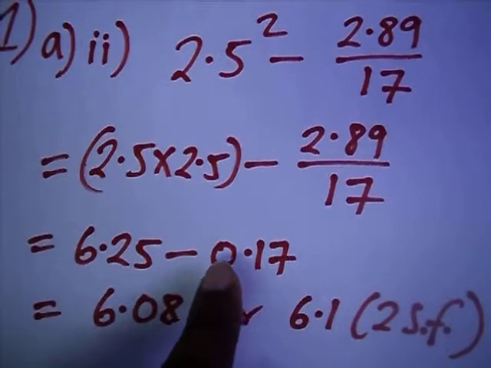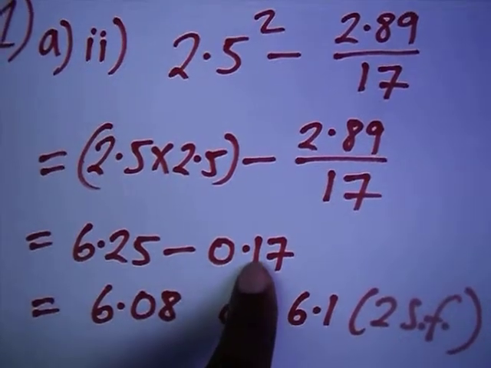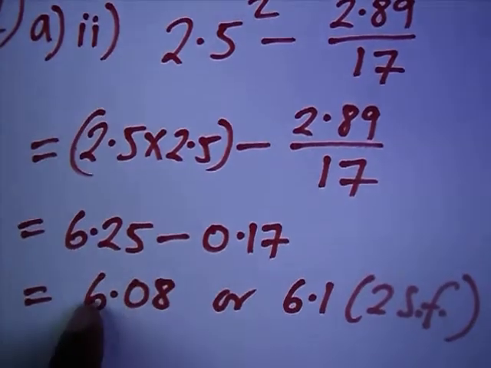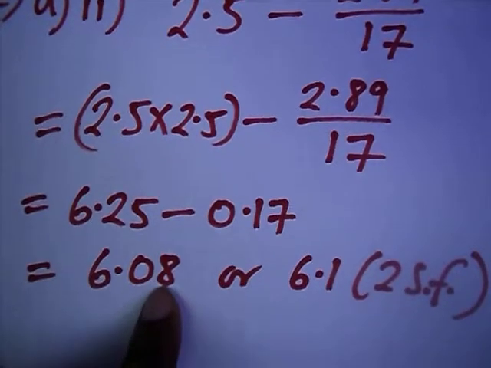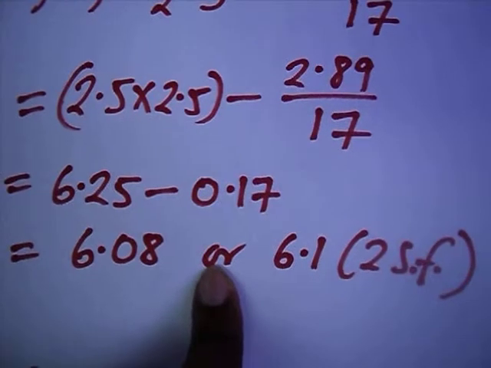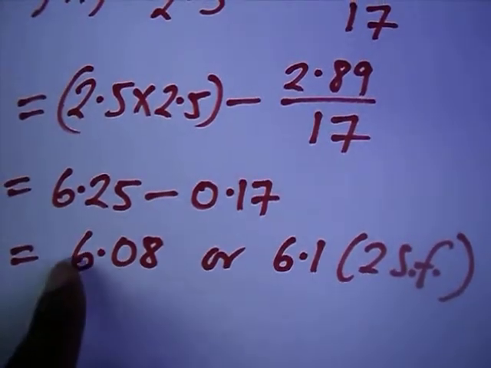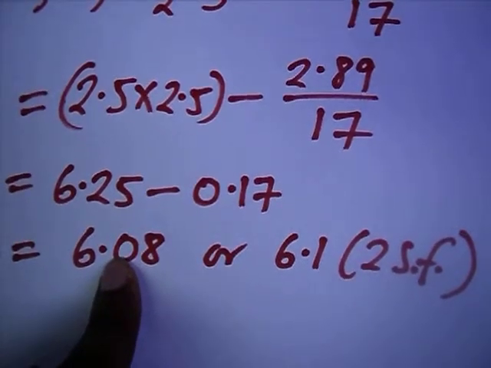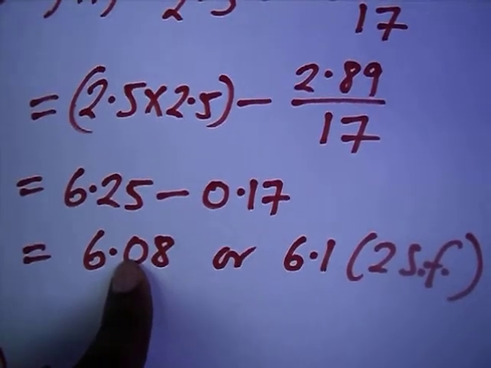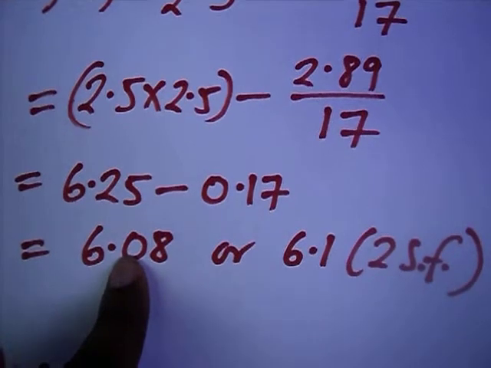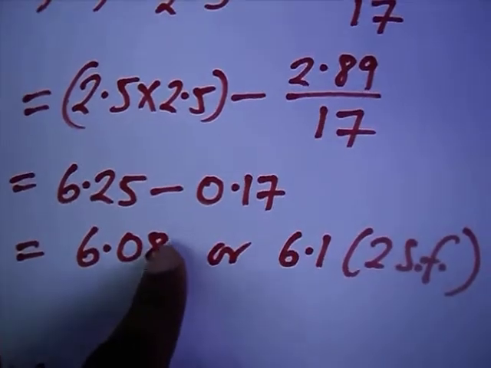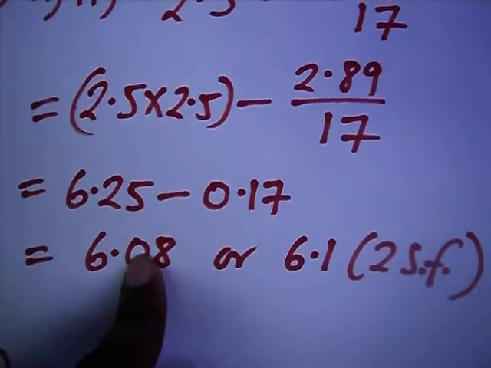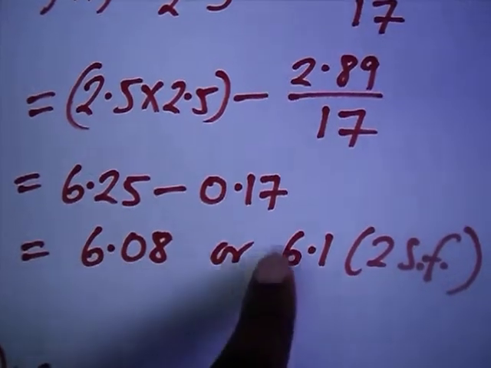Okay. Take away 0.17 from 6.25, you should get 6.08. Or to two significant figures, count 1, 2, that's the second significant figure. Then you look for the n plus 1 significant figure, which is this one. That is greater than 5, so you add 1 to this. So you now have 6.1.